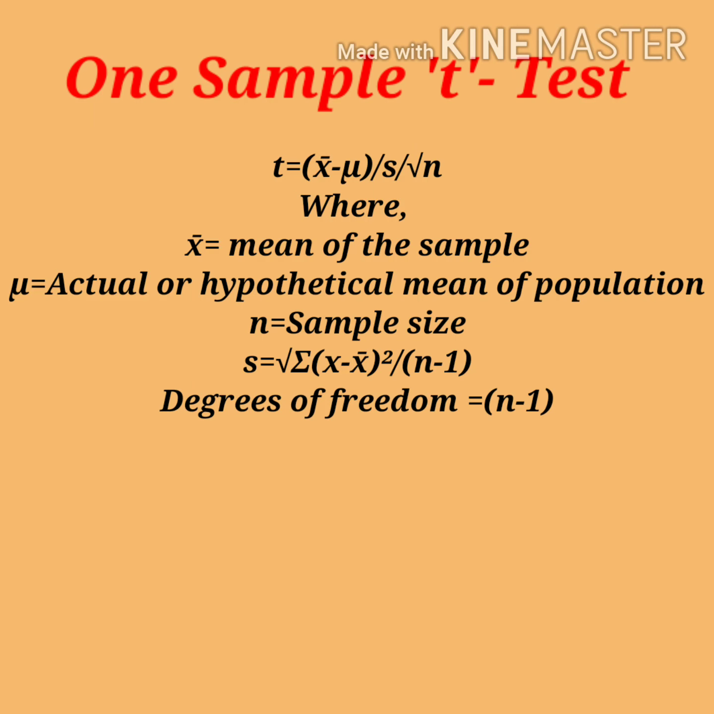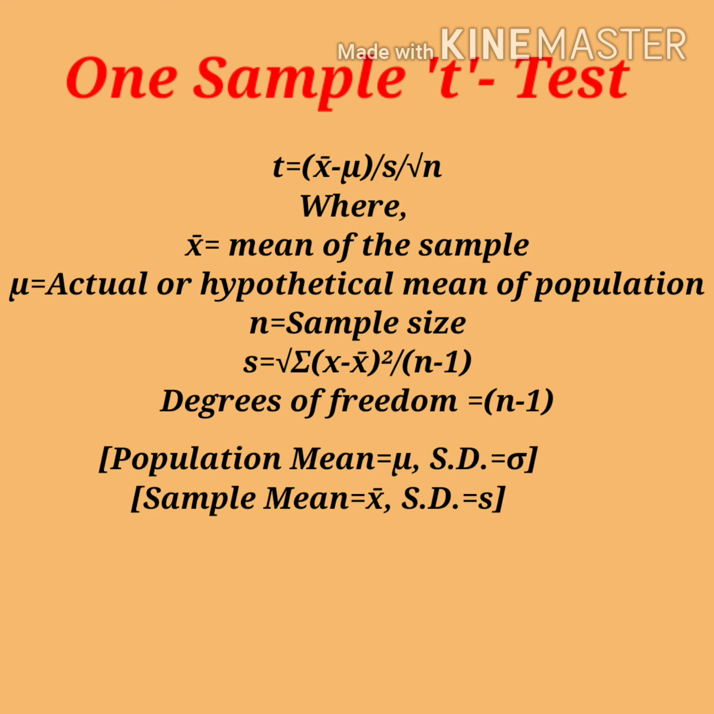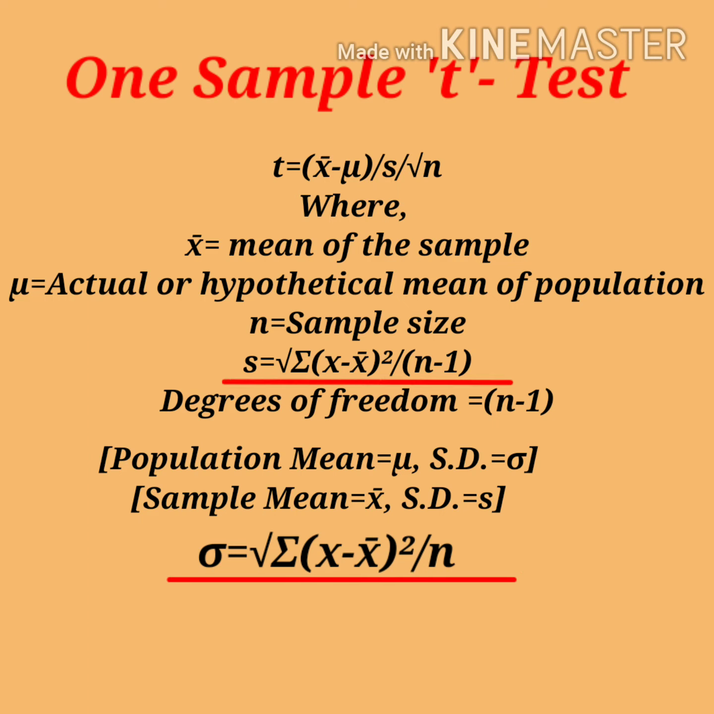The formula of sample standard deviation is root over summation x minus x bar whole square divided by n minus 1. So student, here you should remember one thing, it is not the population standard deviation. As you know, the population standard deviation is denoted by sigma and the formula is root over summation x minus x bar whole square divided by n. But in case of the sample standard deviation, the formula is a little bit different, that is root over summation x minus x bar whole square divided by n minus 1.